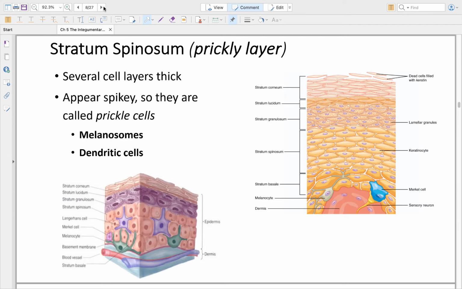Stratum spinosum is also referred to as the prickly layer. Okay, and I have a couple of pictures here because I want to show you why it's called the prickly layer, and it's not exactly demonstrated in this picture. It's demonstrated in this picture down here. All right. So right here, see this whole layer is the stratum spinosum.